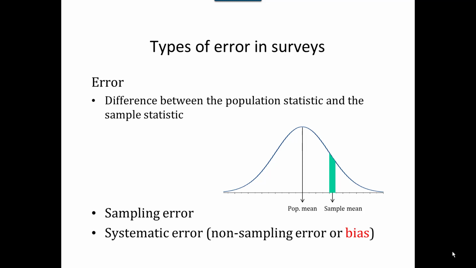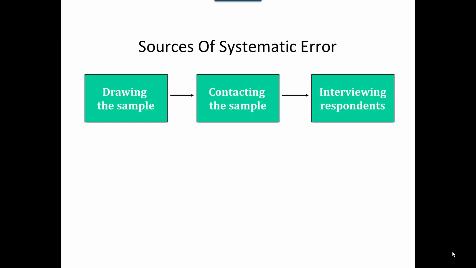In the rest of this module, we will be concerned about systematic error, how it can arise, and what we can do about it. To understand the different sources of error, it is important to visualize the survey process as a series of stages. In the first stage, we draw a sample from the target population. In the second stage, we contact the sample using one of the methods discussed earlier. In the third stage, we ask respondents questions and record their responses.